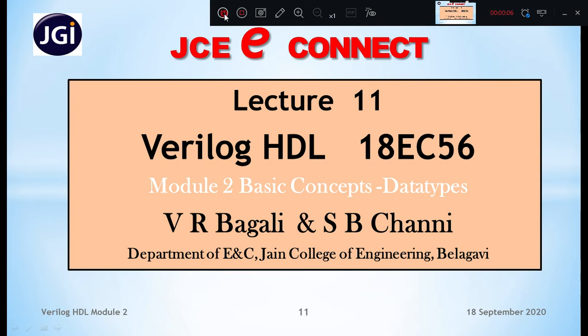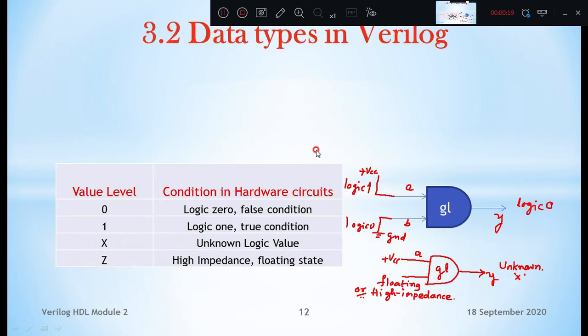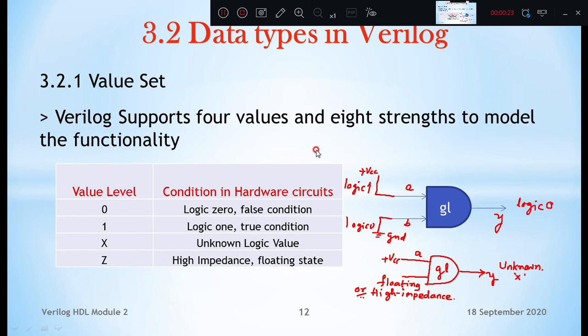In today's class we begin with module 2, basic concepts. We begin with data types. Data types in Verilog. First we see the value set. Verilog supports 4 values and 8 strengths to model the functionality.